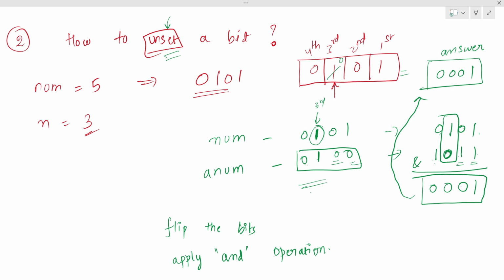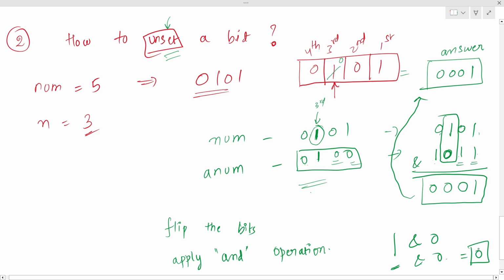If it is 0, then I know that 1 and 0, or anything AND with 0, whatever it may be, will definitely give me 0. If it is giving me 0, then I'm trying to make it unset. Hope you got it right. My idea is to make this position unset. To make this position unset, I need to find anum such that this position has 0.